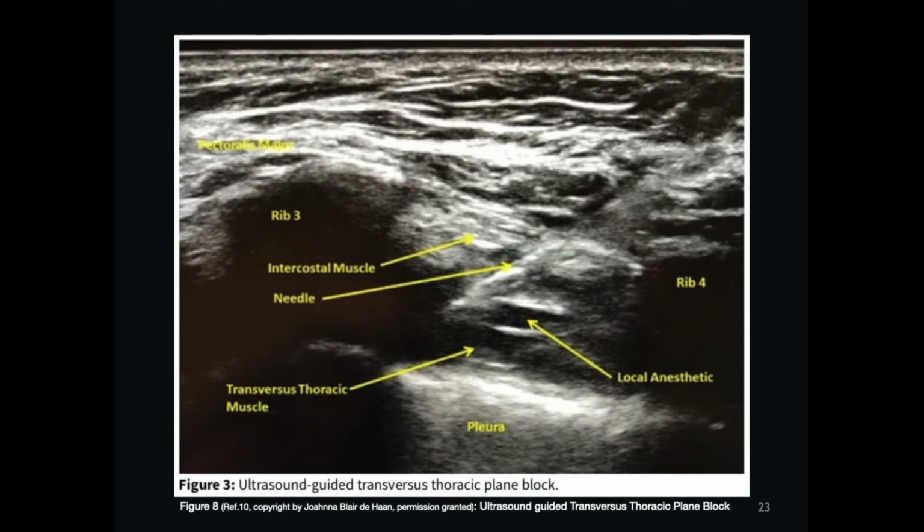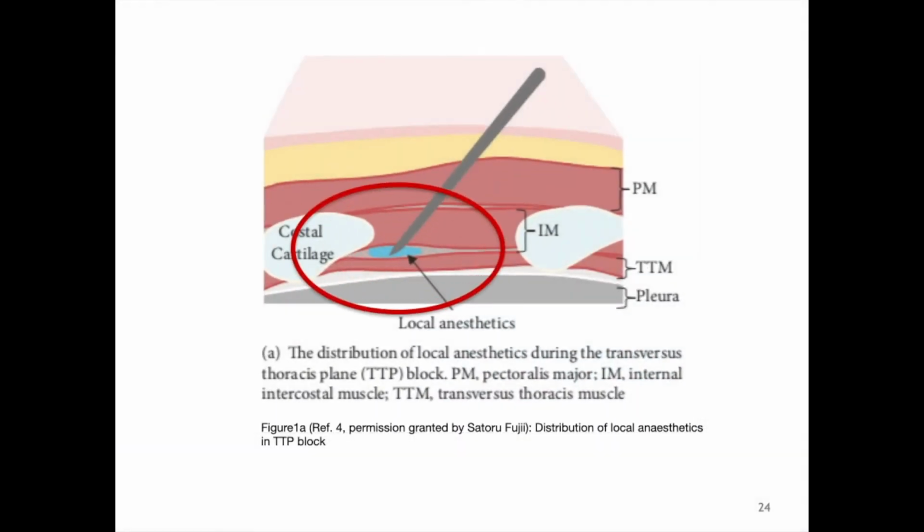And this is the ultrasound image during injection of local anesthesia into the transversus thoracic plane, with a spread of local anesthesia between the internal intercostal muscle and the transversus thoracic muscle. As can be seen here, again, more simplified on this cartoon from Satoru Fuji and co-workers.